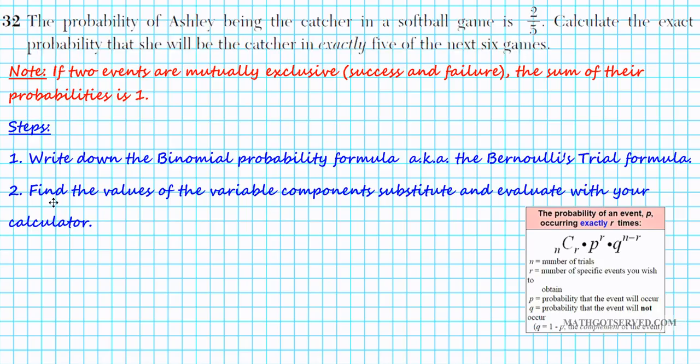And then step 2, after writing down the formula, which we have over here, we're going to determine what each component of the formula is, the variable components. We don't want to make any mistakes interchanging values because that will give us the wrong answer. So we'll list all of them out first, and then we'll substitute them in the formula and use our calculator to evaluate the results. All right, now let's go ahead and get started.